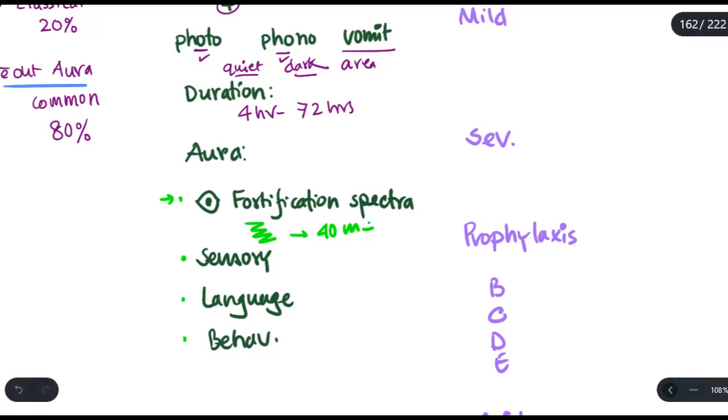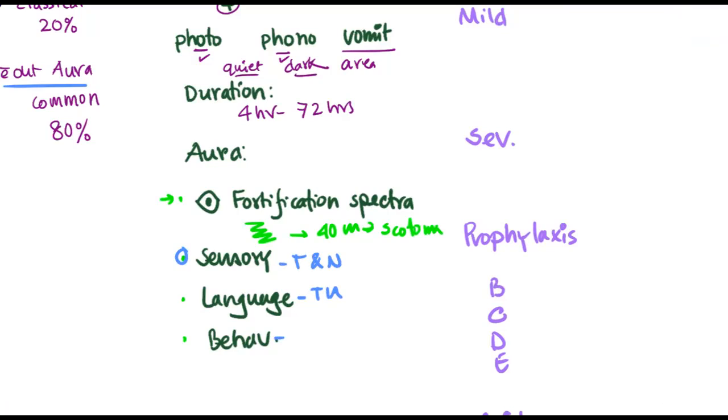After that this can lead to a scotoma. There can be sensory aura such as tingling and numbness. There can be language disturbance that can mimic TIA or stroke, and sometimes the patient becomes irritable and has malaise.